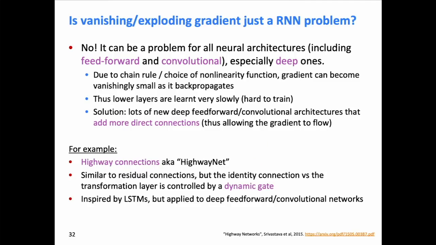And the last one I want to talk about, which I don't have a picture for, is something called highway connections. This is similar to the residual or skip connections, but instead of just adding your identity connection, you're going to have a gate that controls the balance between adding the identity and computing the transformation. So instead of f(x) plus x, you're going to have gate times f(x) plus 1 minus gate times x, something like that. This work was actually inspired by LSTMs, but instead of applying it to a recurrent setting, they were seeking to apply it to a feed-forward setting.